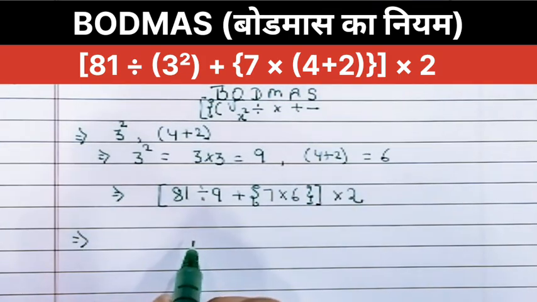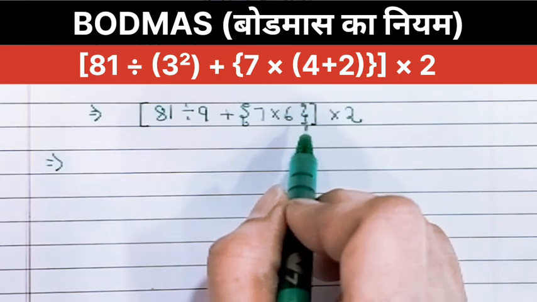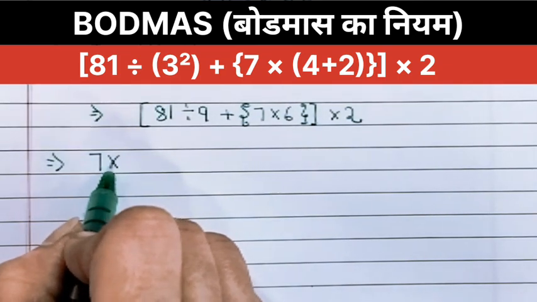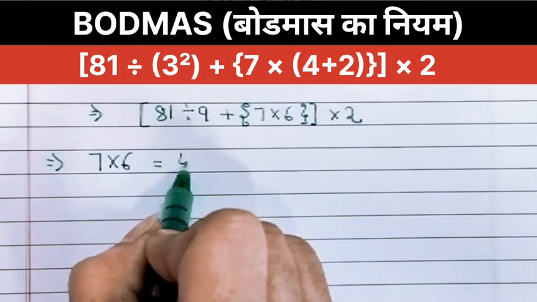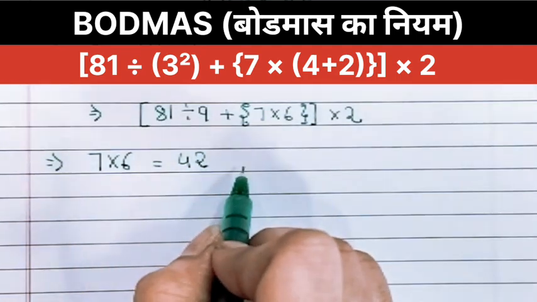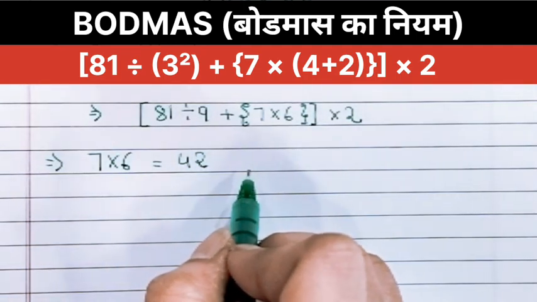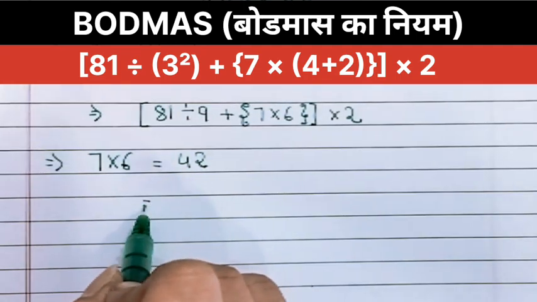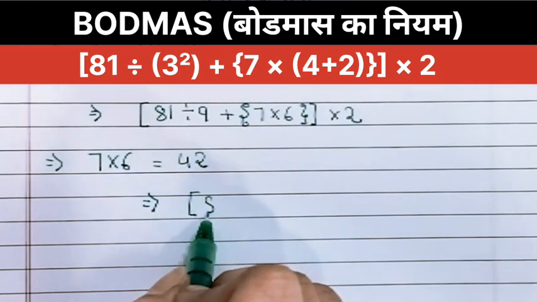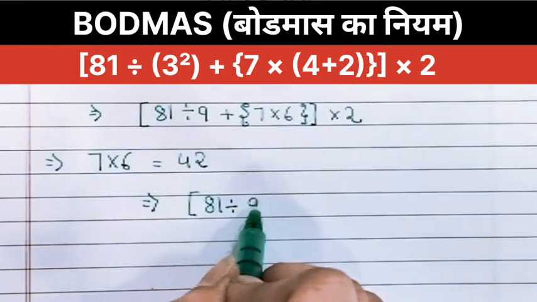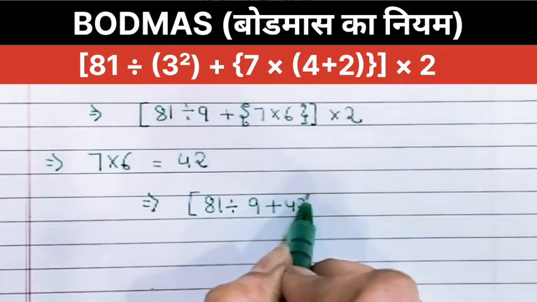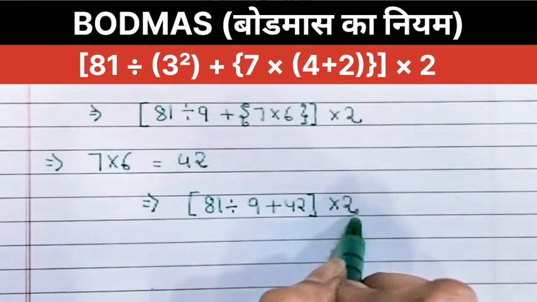Now move to the second step. Solve the braces, calculate the operation inside the curly braces. 7 multiplied by 6 is equal to 42. According to this, curly brackets are the next layer outward in the order of priority. So now the current expression becomes 81 divided by 9 plus 42, square bracket of multiply by 2.